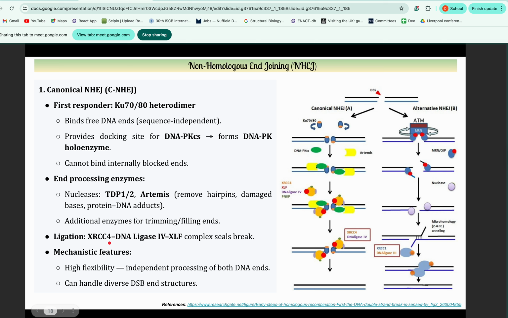So for the ligation, the proteins which are used are XRCC4, DNA ligase 4 and XLF. They will seal the break point. And then the mechanistic feature of this non-homologous end joining is that it has high flexibility. That means it is independent of processing of both the DNA ends, and it can handle diverse double strand end structures. So this is about the canonical non-homologous end joining.